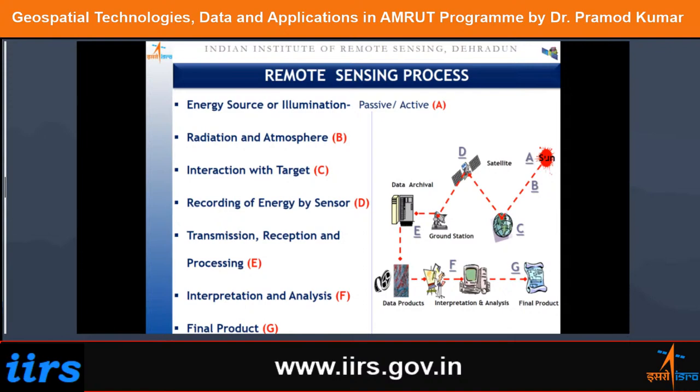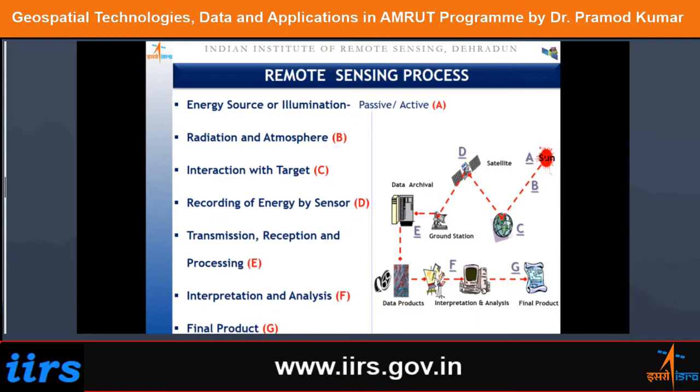So the passive sensors receive the energy which is reflected from the Earth's surface, and the source of energy is the sun. The energy which emanated from the sun, the mighty sun, goes through the atmosphere and hits the surface, and the reflected energy is again processed through the atmosphere. Based on the material and energy interaction, the signatures, I mean the reflected energy, is recorded by the satellites.